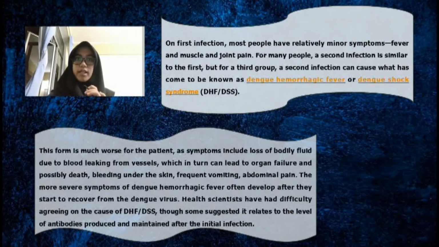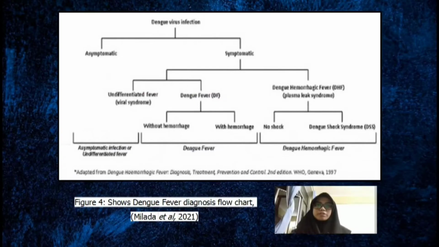Health scientists have had difficulty agreeing on the cause of DHF or DSS, though some suggested it relates to the level of antibodies produced and maintained after the initial infection. As for figure 4, which is the dengue fever diagnosis flow chart, it is a chronology of how to identify if someone has a dengue virus infection.